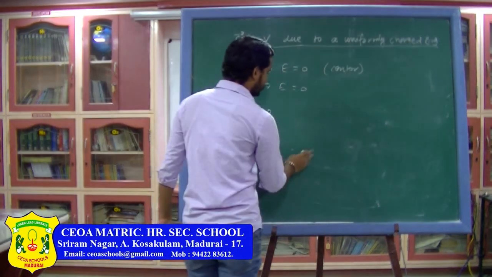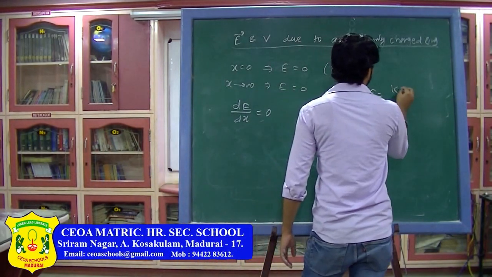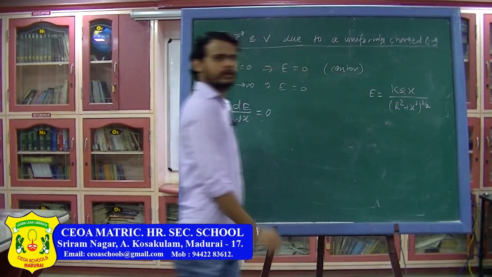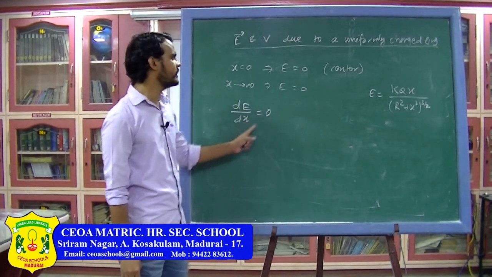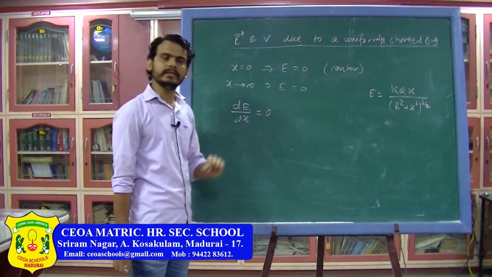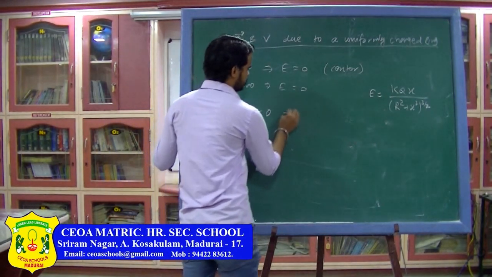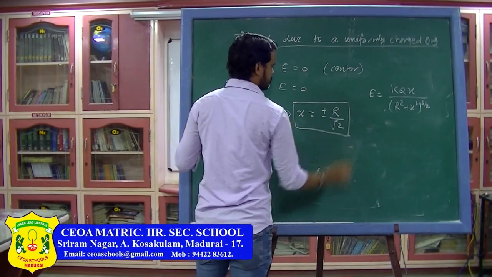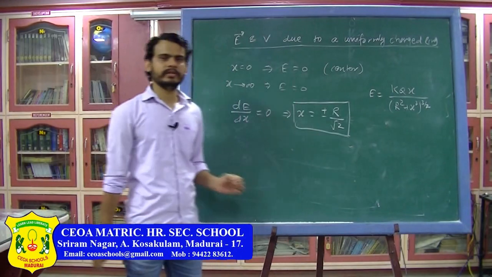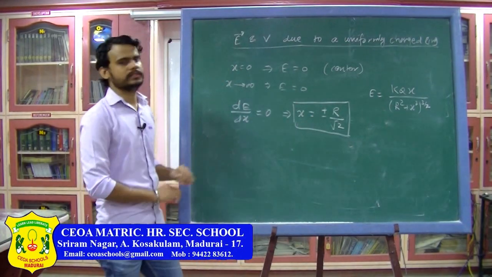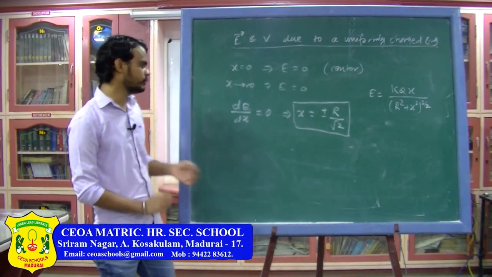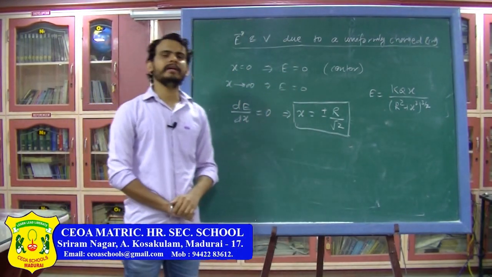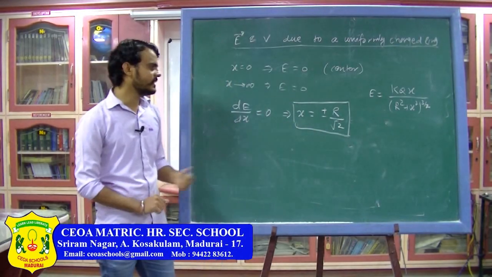So now if you differentiate the electric field, which is E equal to KQX divided by R square plus X square power 3 by 2, with respect to x and solve it for 0, then you are going to get x equal to plus minus R by root 2. So these are the 2 points where the electric field due to the ring will be maximum, and they might ask you this directly, the point where the electric field due to a ring is maximum. The electric field at the center is 0, at infinity it is also 0, but at a point x equal to R by root 2 from the center, the electric field will be maximum.